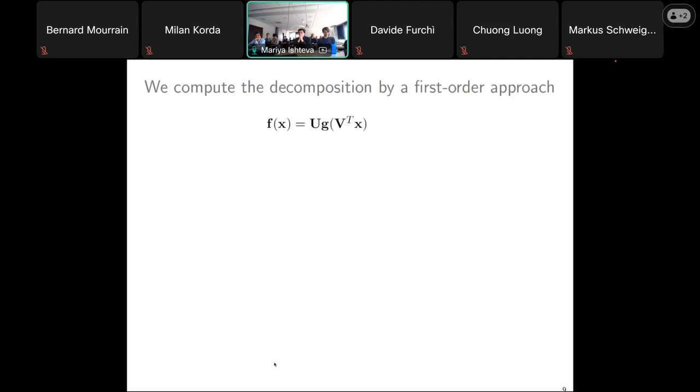We know the function description. We are looking for the U matrix, the V matrix, and some coefficients in the G polynomials. And also maybe not new to you because we saw partial derivatives today and yesterday. We can decide to take a first order approach. So we can decide to look at this function in some points and look for first order, which is like a linearization of the function in different points.